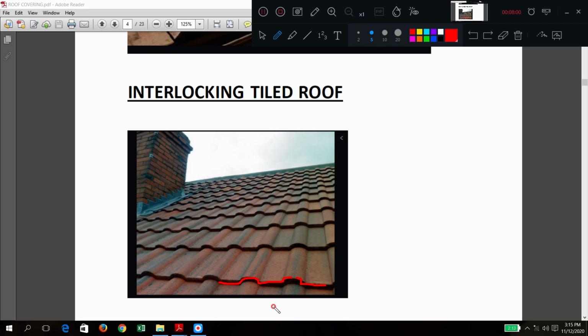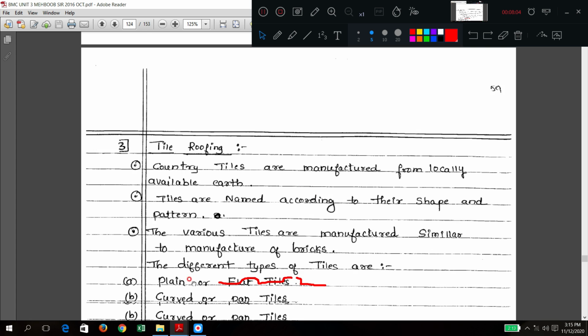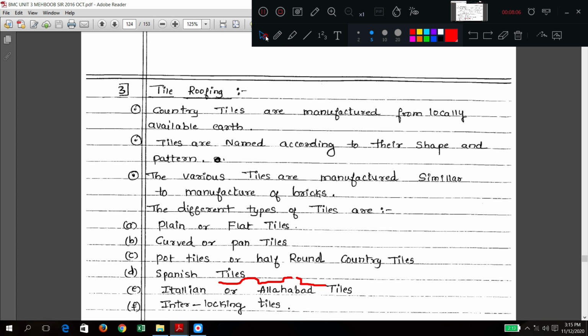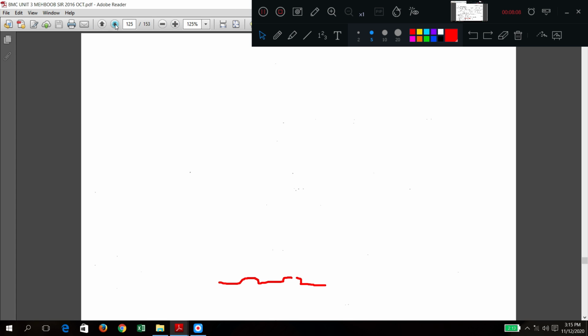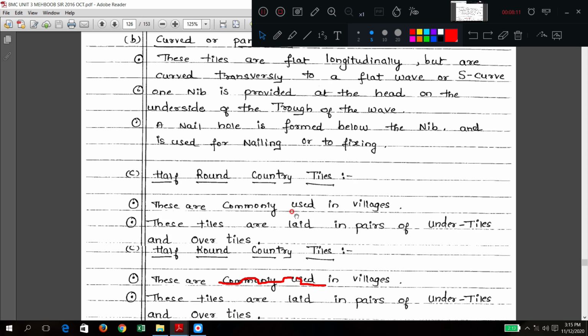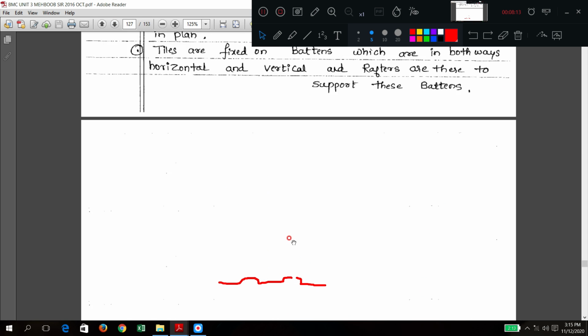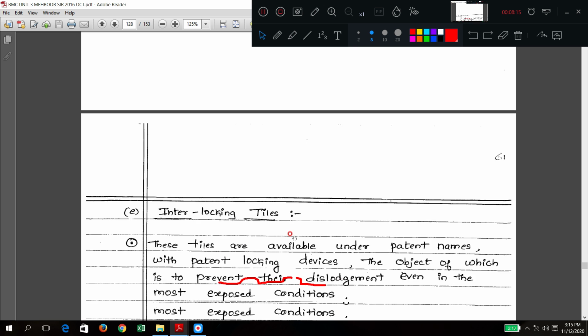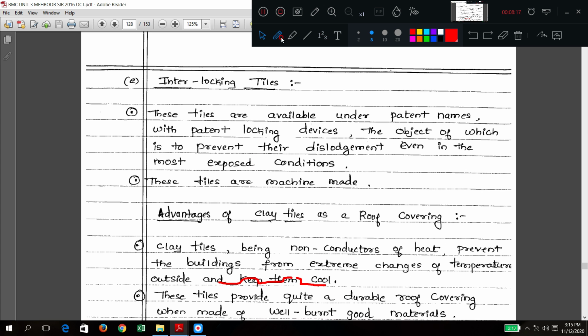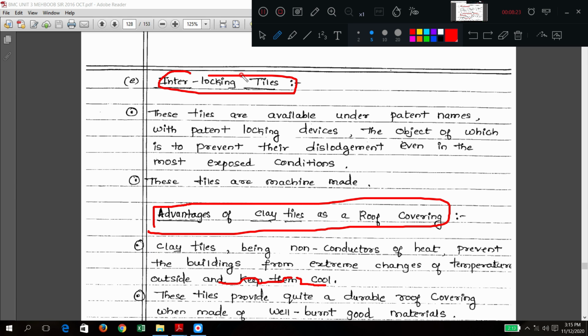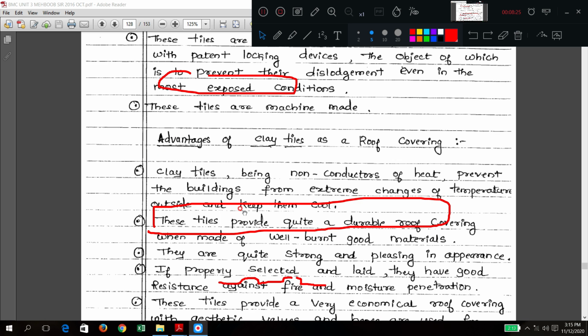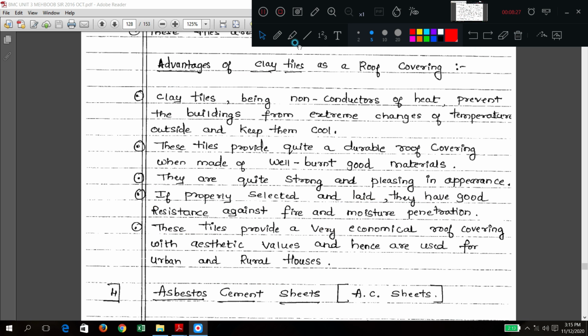Okay, and what is the next one? We have discussed all these things in the previous class only. I wanted to explain the different types of tiles and how they actually appear on the practical side. So till now we have discussed interlocking tiles. Advantages we have also discussed. What were some of the advantages? These are very common advantages.